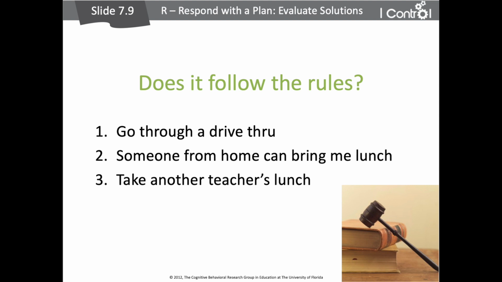Next, I would not be breaking any rules by having my husband bring me lunch. Finally, I would be breaking the rules to take another teacher's lunch because it is stealing someone else's property. Now that I have evaluated all three solutions, I can decide which is best, a skill you will learn how to do in Lesson 8.